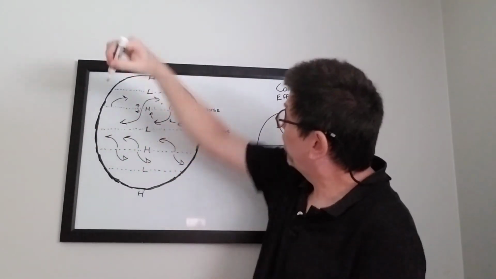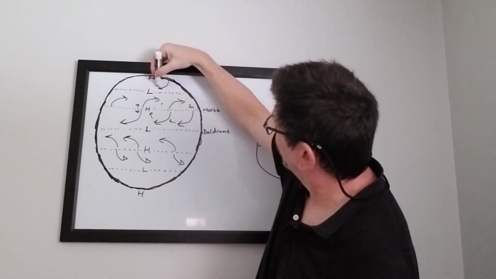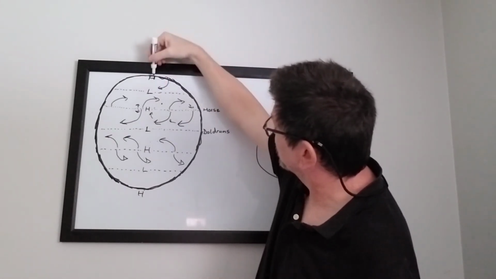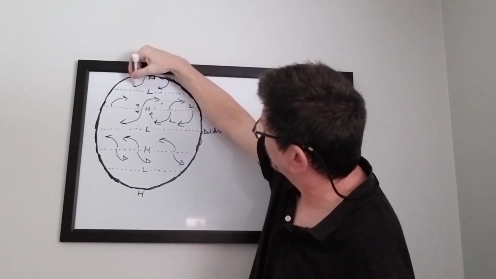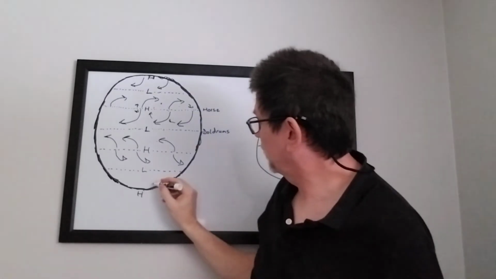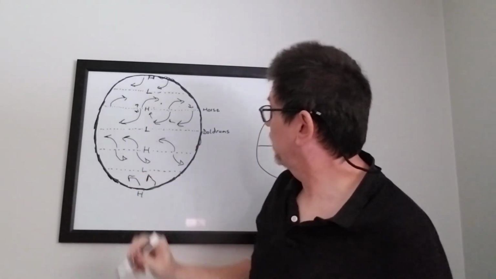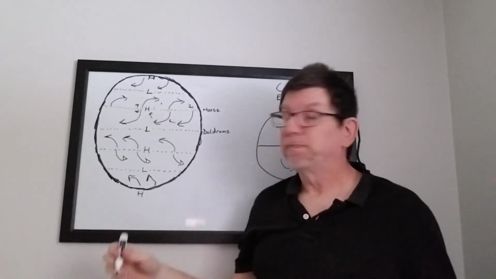Up here at the poles, we have another easterly wind because as the air is descending at the poles, it's going to curve that way. Okay, same thing here. It's going to curve that way as we go. Very neat.